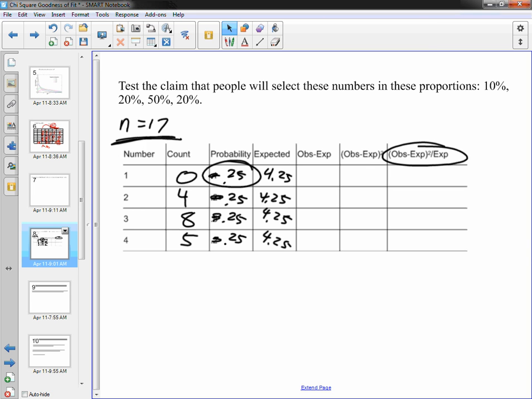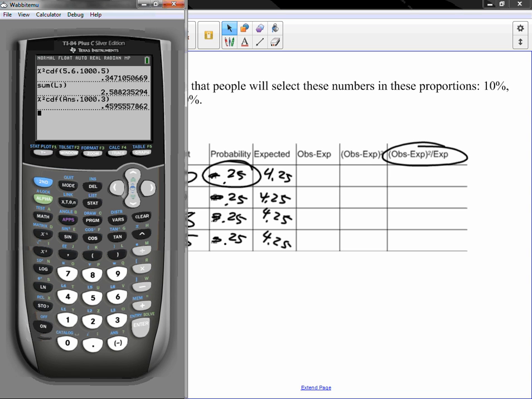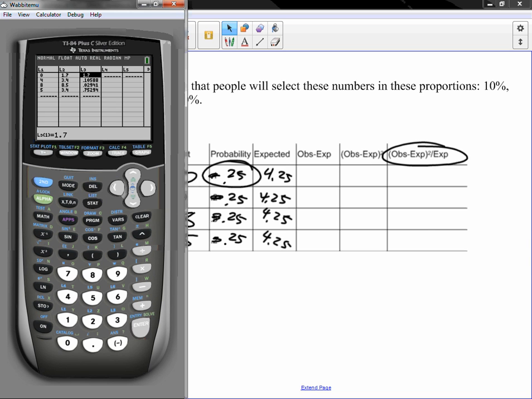So let me get my calculator back up. And I'm going to go back into my list. Stat, edit. And I'm going to come over here to L2. And I'm going to change everything in L2 to 4.25. Didn't do it for me. 4.25. Enter. 4.25. Enter.